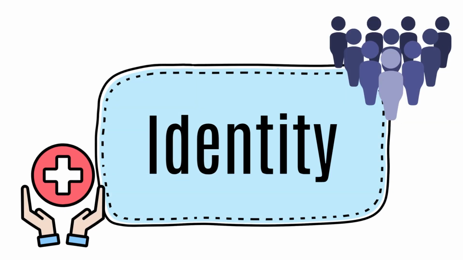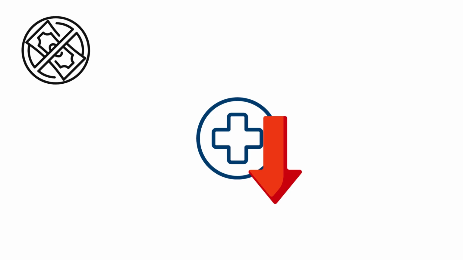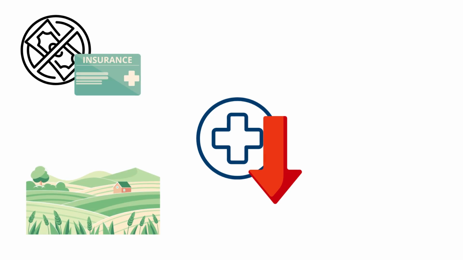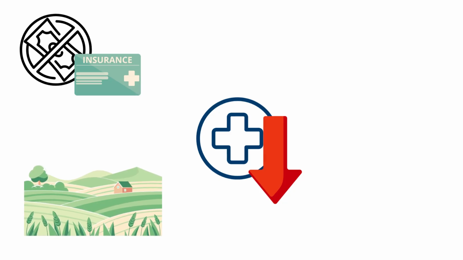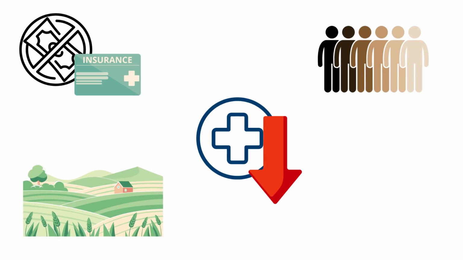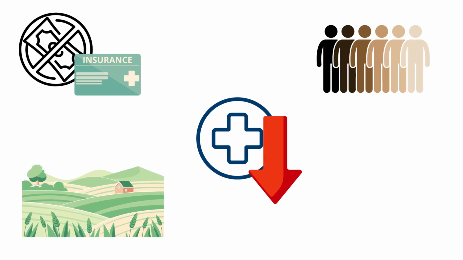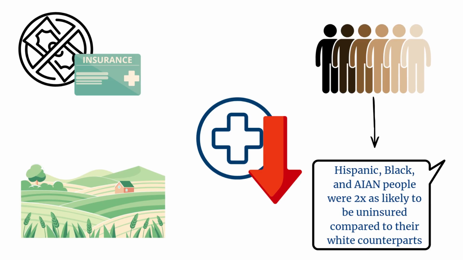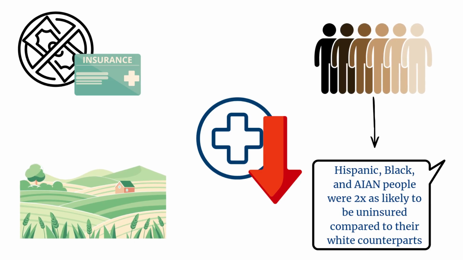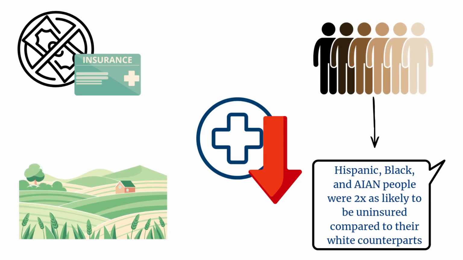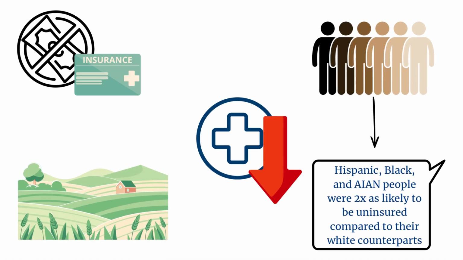Now let's explore a similarity between the two countries, which is the identity of people who tend to receive poorer healthcare. These groups include lower-income individuals who cannot afford insurance, rural communities that cannot easily access hospitals, and racial and ethnic minorities. In fact, KFF data from 2023 shows that Black, Hispanic, Native American, and Native Alaskan people were twice as likely to be uninsured as their white counterparts, showing that healthcare policy is not equal.